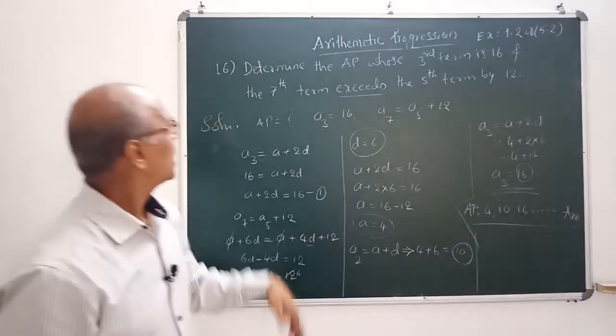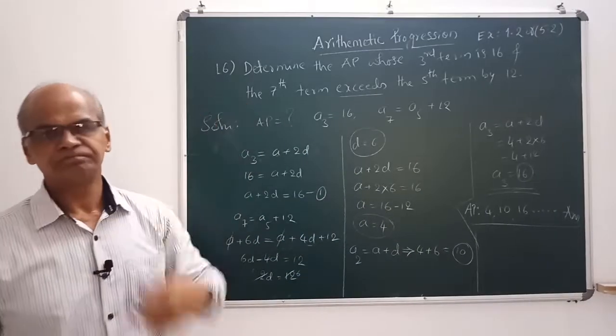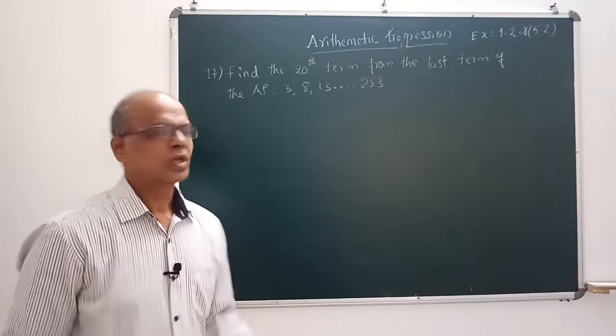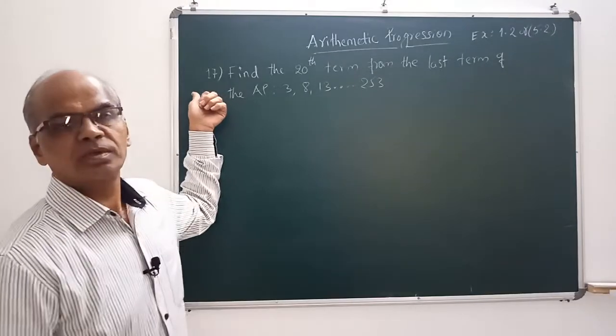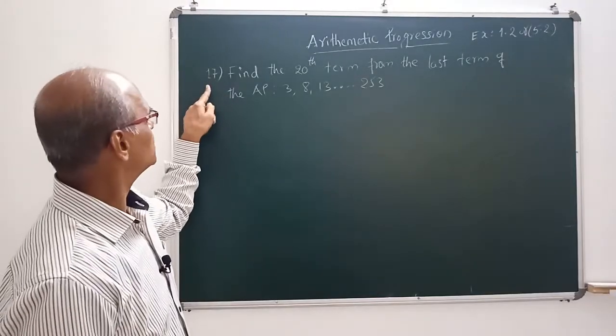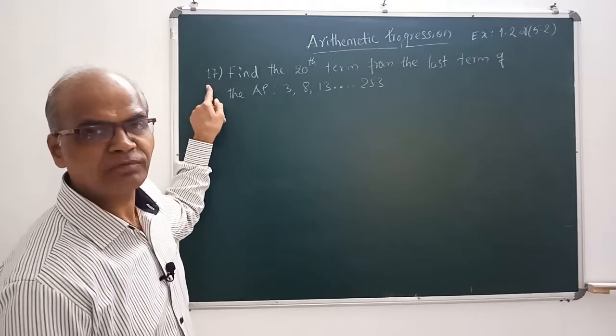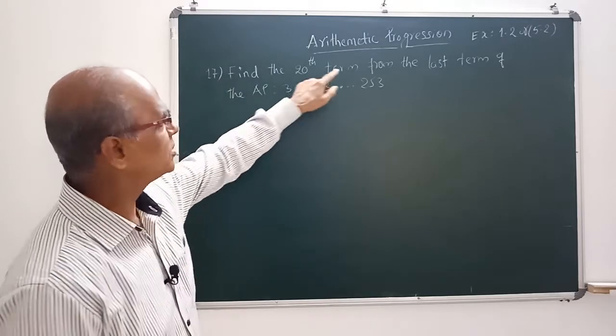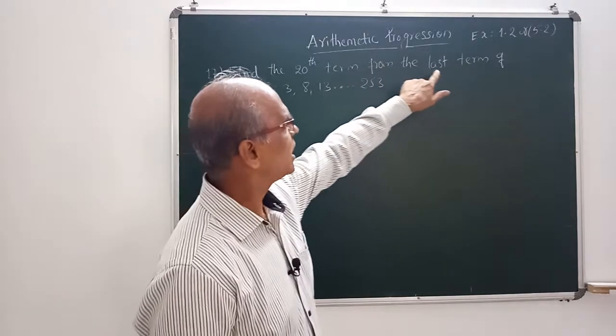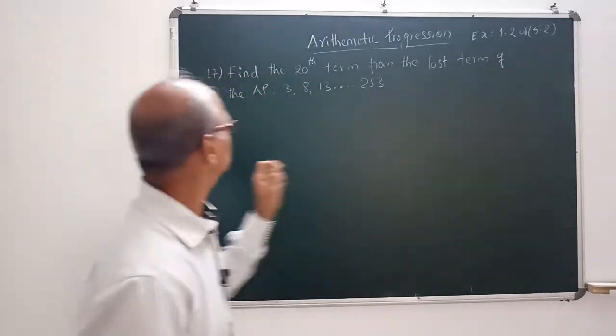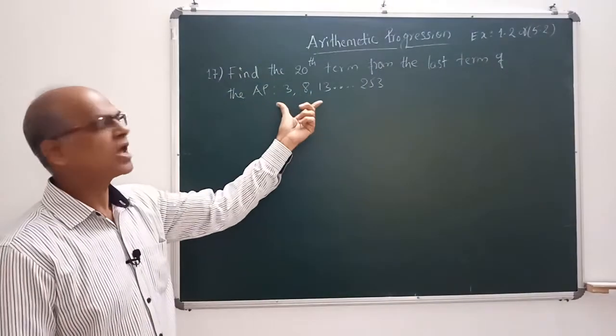Right? So now I'll go for 17. Okay, see here, the 17th question. So this is the 17th one. What does the 17th question say? Find the 20th term from the last term of the AP. They have given the AP.